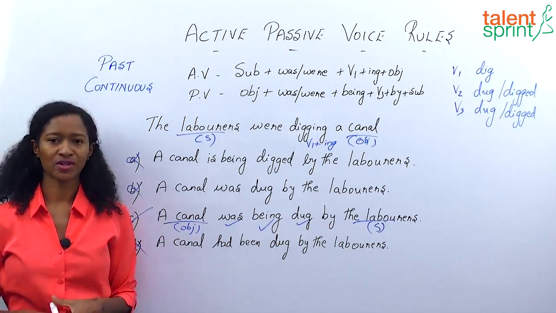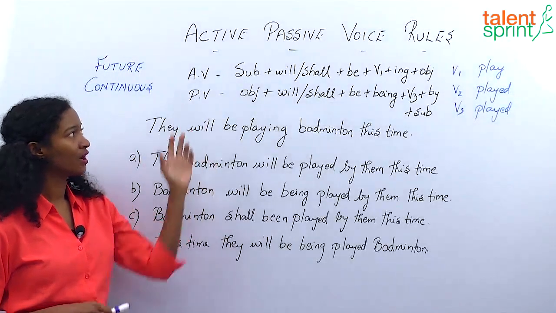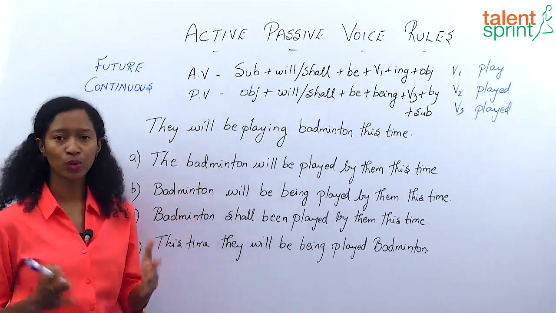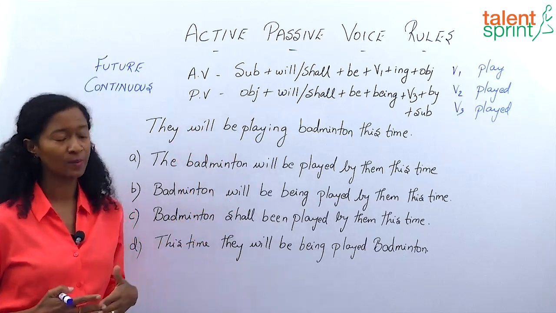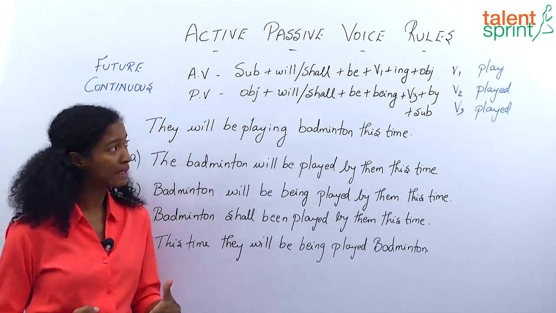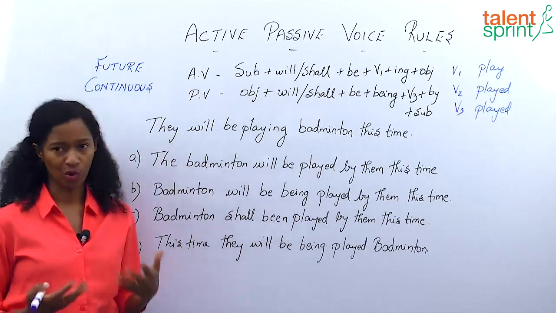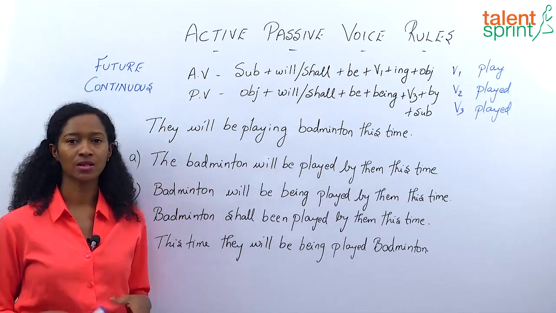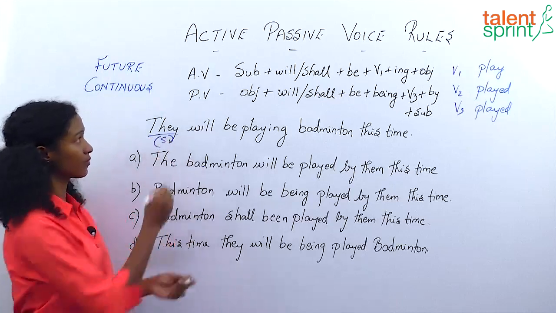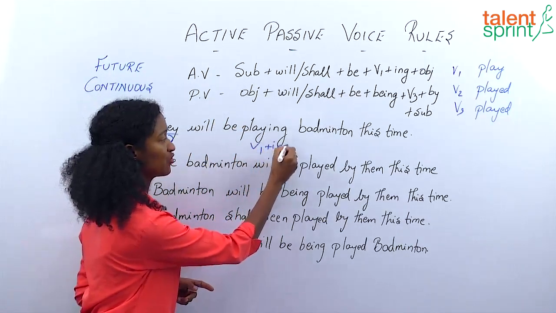Let's move on to our next tense, which is the future continuous. Let's look at the active voice form. Subject plus will, shall plus be plus verb 1, the ing form, and then the object. Passive voice, object plus will, shall plus be plus being, and then the verb 3, and then by and the subject. So let's look at our question. They will be playing badminton this time. Who will be playing? They. So that's our subject. Will be verb 1 plus ing form.